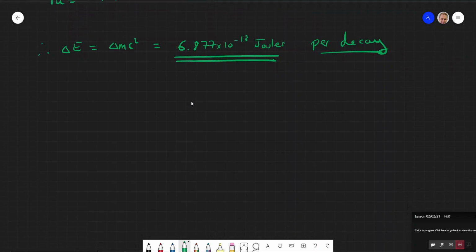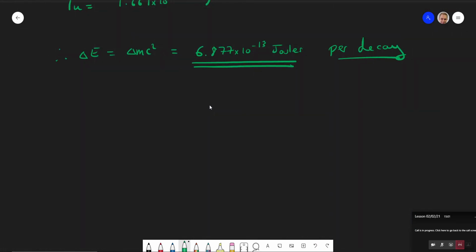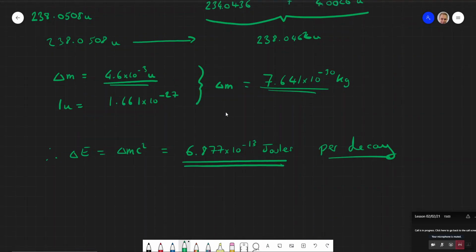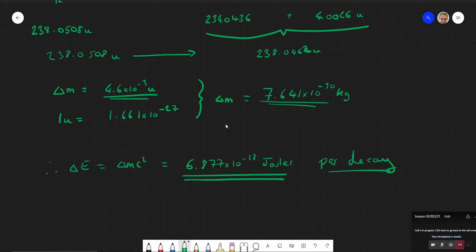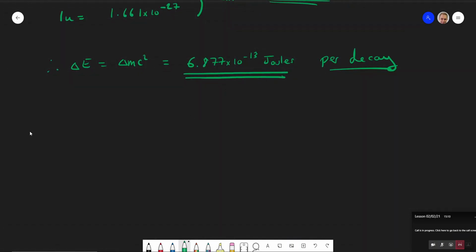Now we can do this and say, if we want to get an idea of just how much energy is in this, let's imagine we had just 1 mole. So let's say we had 238 grams of uranium-238. So we could work out how much energy is in 1 mole. And 1 mole is 6.02 times 10 to the 23 particles.